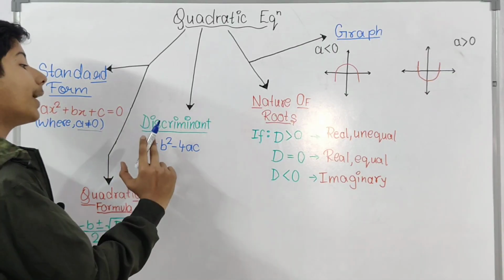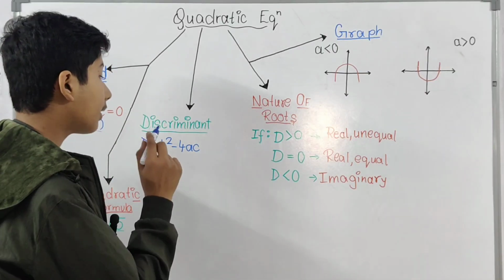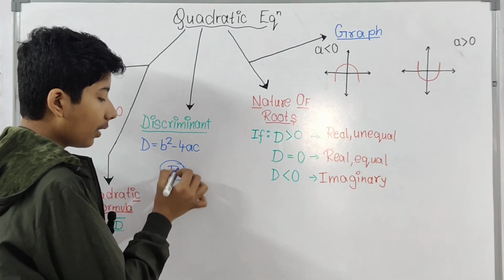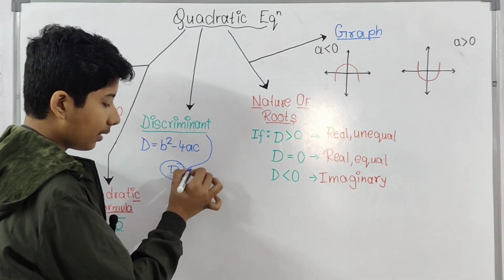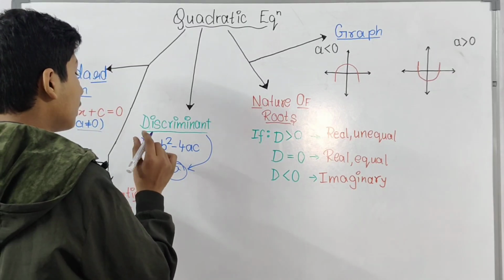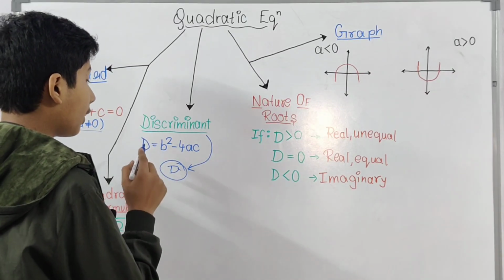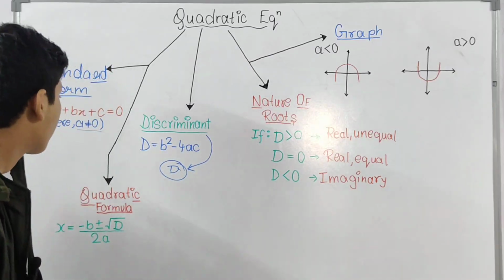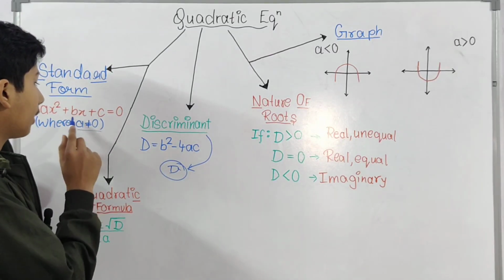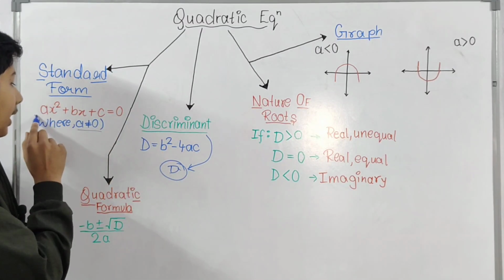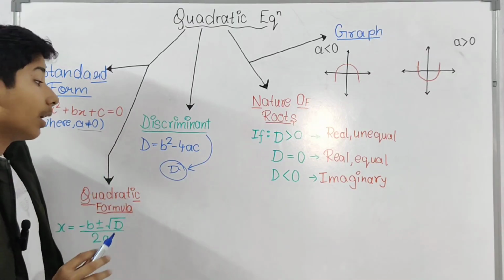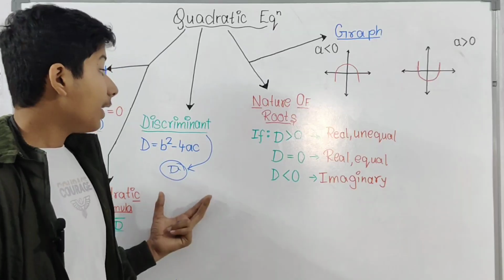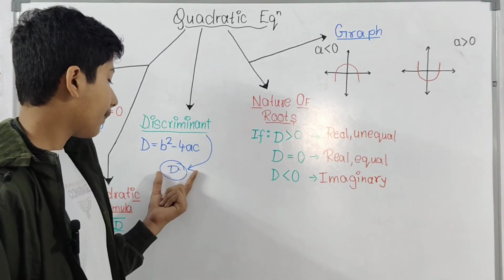Now, what is discriminant? Discriminant is represented by D. The formula to find the value of D is b square minus 4ac, that is, b square minus 4 into a into c. And the nature of roots is related directly to this.